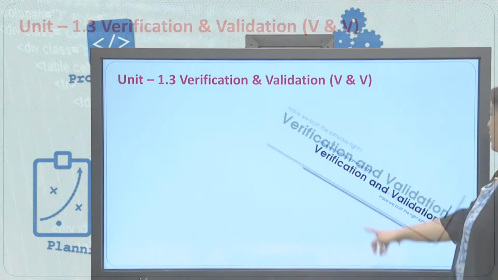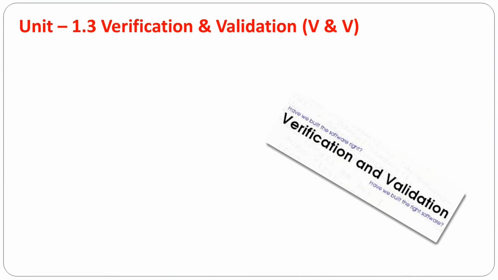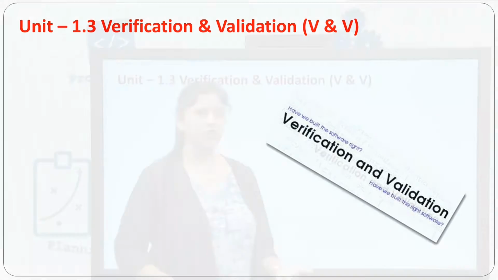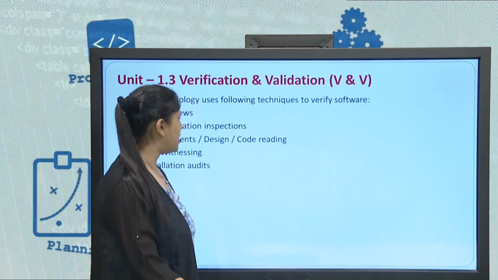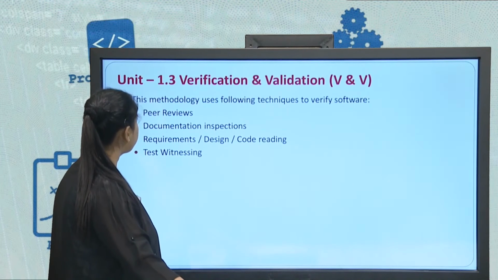Next, just check this diagram. Verification and validation: have we built the software right? Whatever software we are supposed to build, is it built right? That is called verification. And have we built the right software? Whether some other software was required and we ended up building a different kind of software, whether it is the correct one, is called validation. So that is verification and validation.